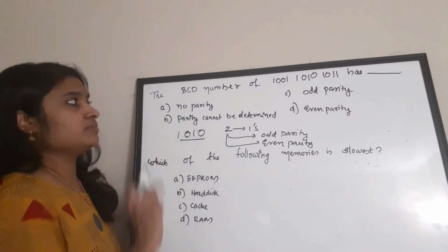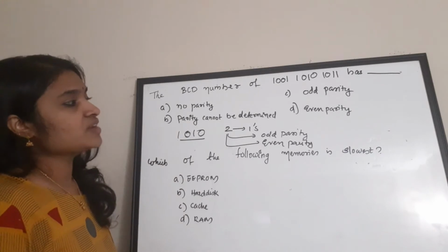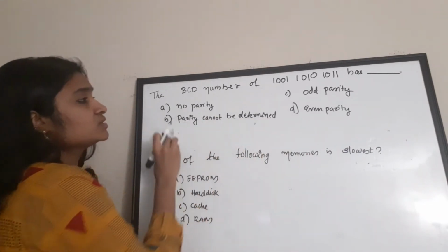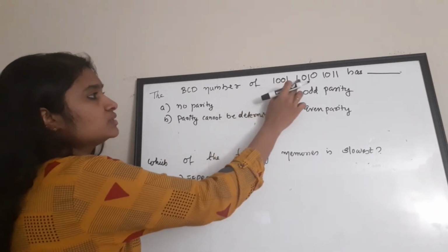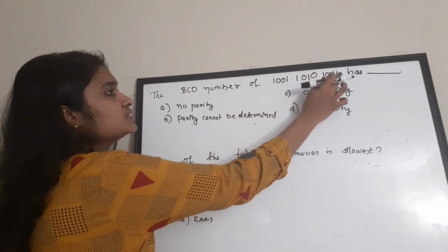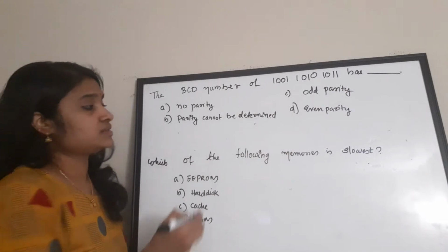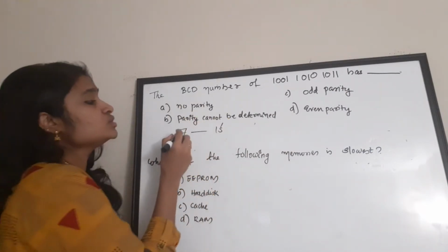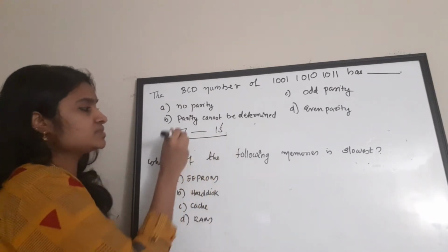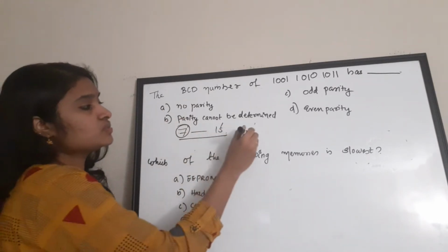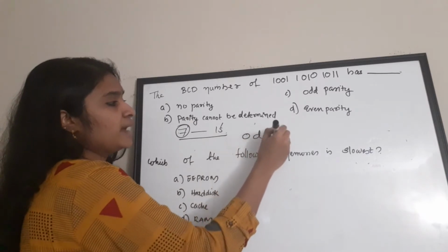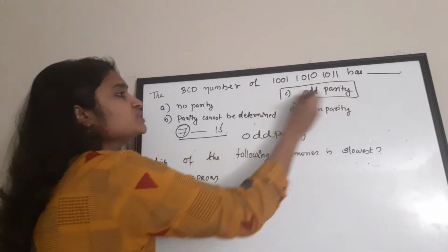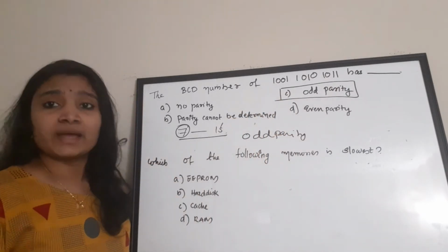Now in the given number, how many ones are there? Let us count the number of ones. Okay, so 1, 2, 3, 4, 5, 6, 7 ones are present. So there are 7 ones in this BCD number. 7 is an odd number. So what parity is it? Odd parity it is. Okay. So the correct answer here is option C, which is odd parity.